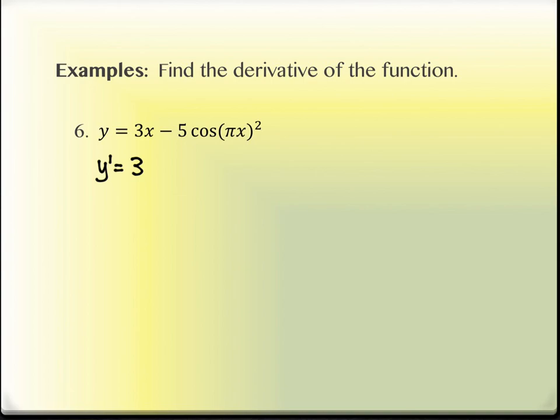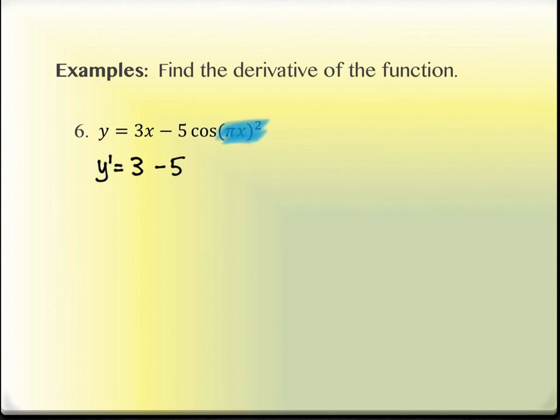So when we're looking at this, the 2 right here is on the pi and the x, not on the cosine. So I'm going to highlight this piece of it as being my inside function because all of that is now embedded inside of cosine. So I have minus the 5.